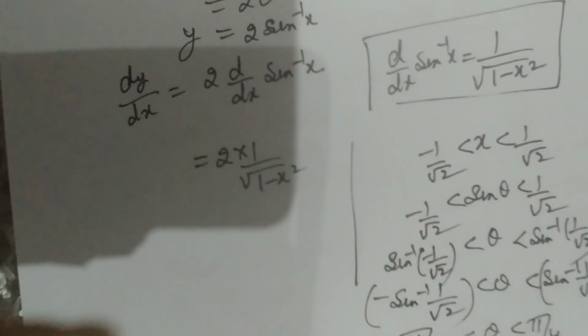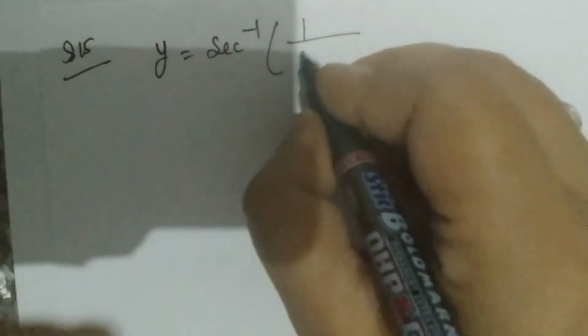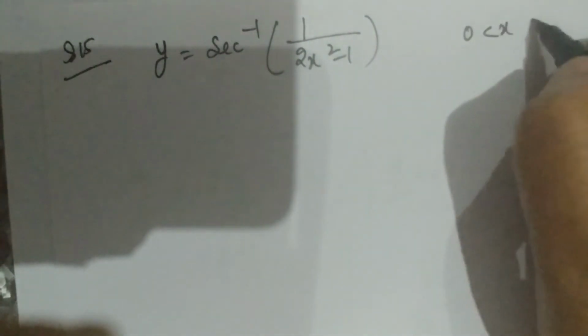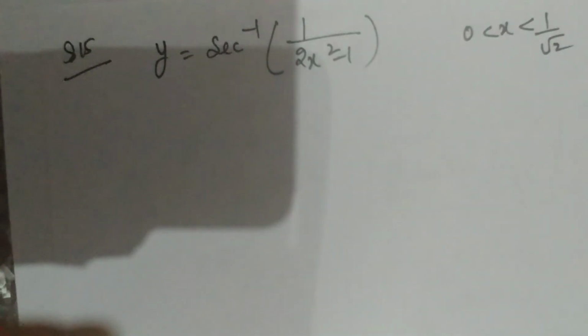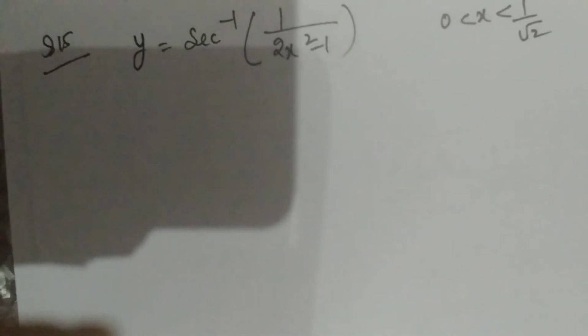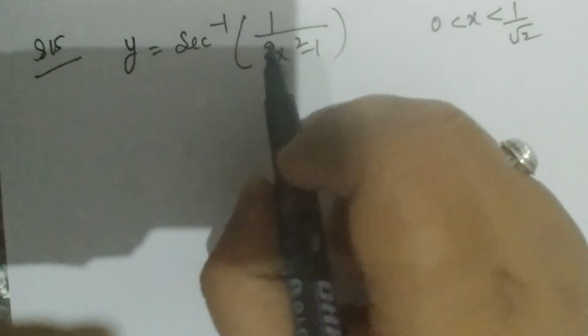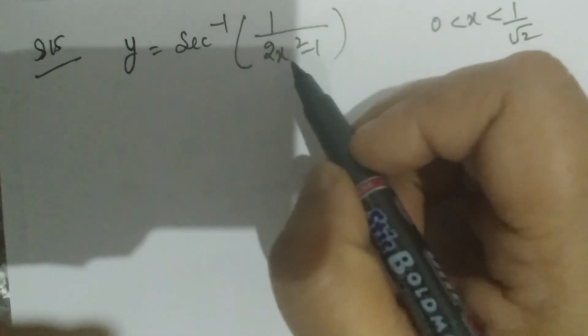And the last question we are going to take is question number 15. Question number 15 says y is equal to secant inverse of 1 upon 2x square minus 1, where x is lying between 0 and 1 by root 2. Now let us see what to put. I need a secant out there.